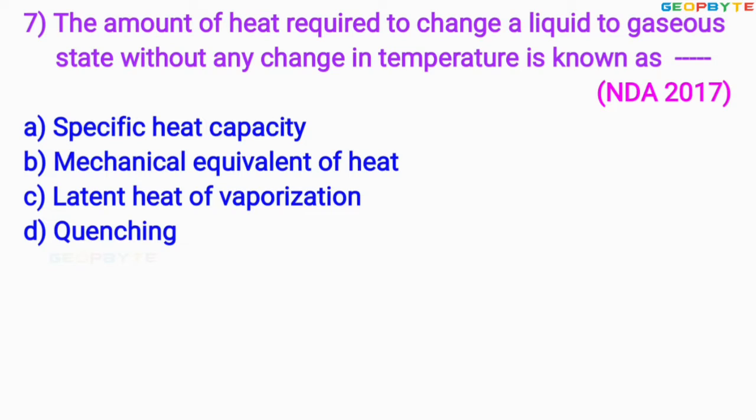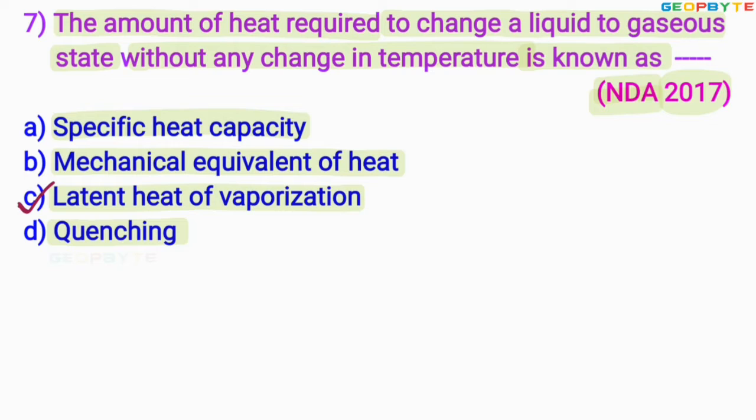Look at the seventh one asked in 2017 for NDA exam like this. The amount of heat required to change a liquid to gaseous state without any change in temperature is known as option A, specific heat capacity, option B, mechanical equivalent of heat, option C, latent heat of vaporization, option D, quenching process. The correct answer is latent heat of vaporization.